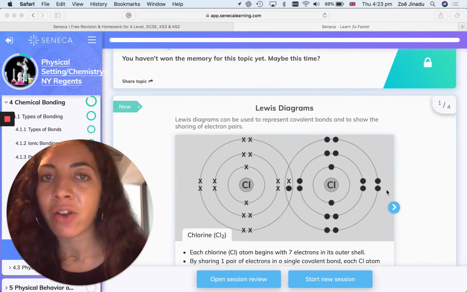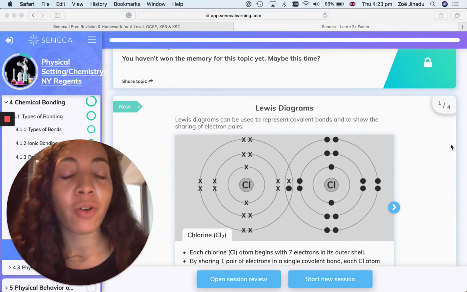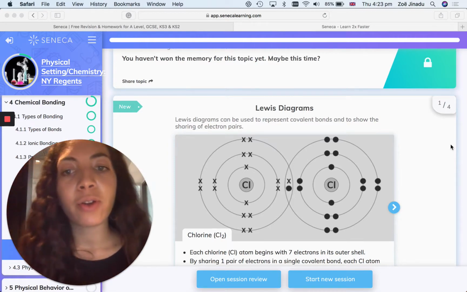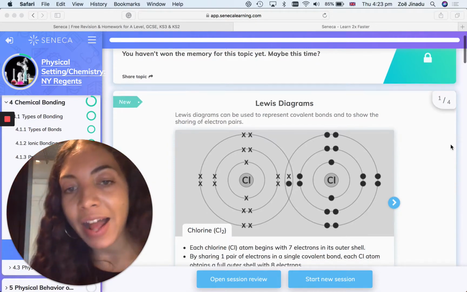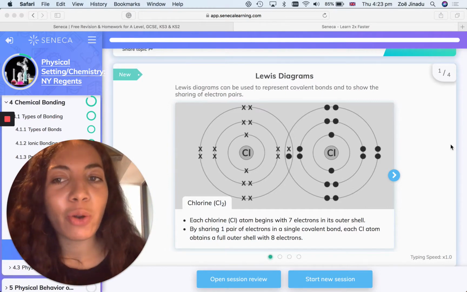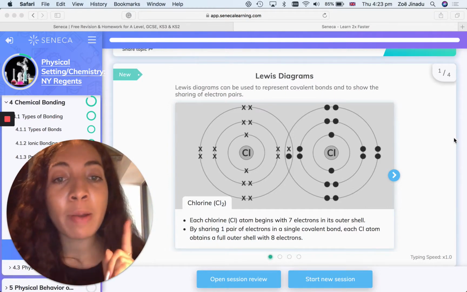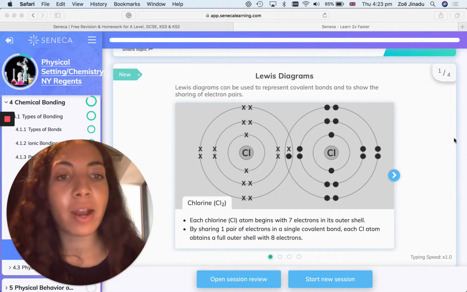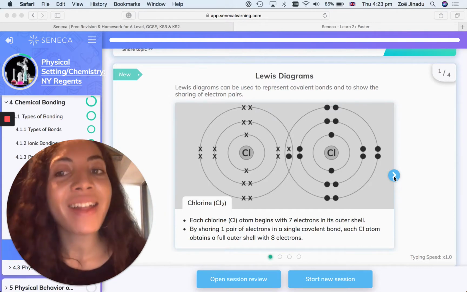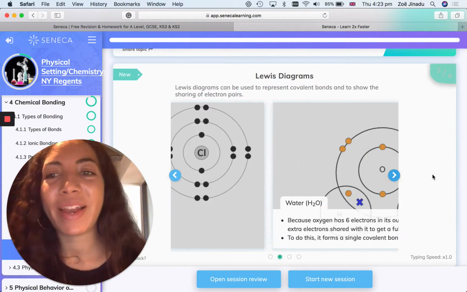Lewis diagrams can be used to represent covalent bonds and to show the sharing of electron pairs. For chlorine, each chlorine atom begins with 7 electrons in its outer shell. So close yet so far. By sharing one pair of electrons in a single covalent bond, each Cl atom obtains a full outer shell with 8 electrons. That's what we like.